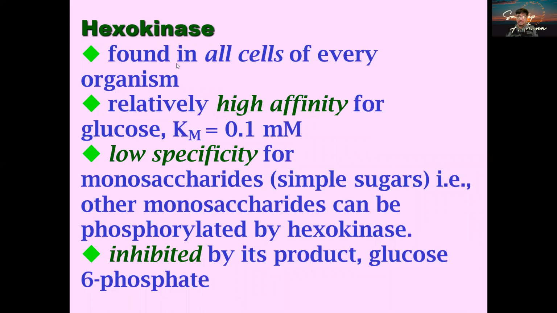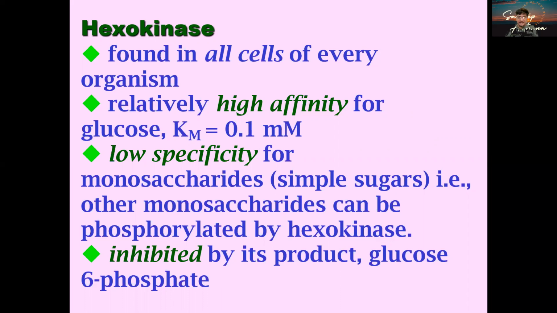Now hexokinase is found in all organisms, and it has high affinity towards glucose. The Km value is around 0.1 millimolar. Whenever we talk about an enzyme, two values are very important for us. One is the Km value, which shows the affinity. The higher the Km value, the lower the affinity of that substrate towards the enzyme. The second value is the kcat value, which suggests how quickly the substrate is converted to the product. So if we take the kcat/Km ratio, that will always give you the right kind of information about the enzyme.